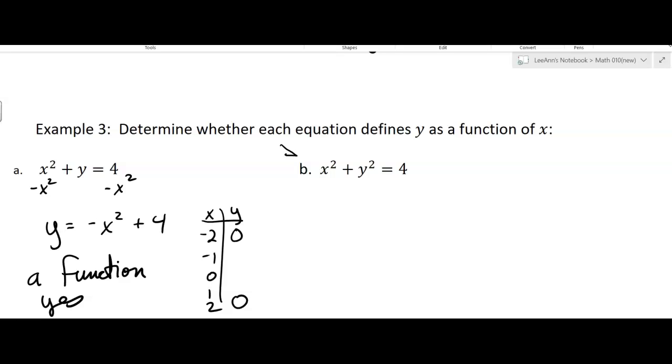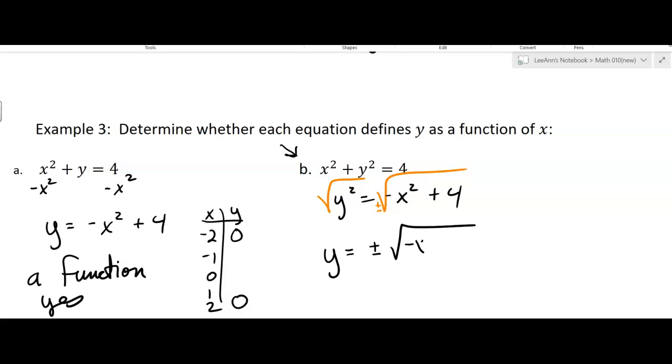So if I go to this equation here and I want to get y by itself, okay, I can subtract the x squared. We did that a minute ago. Looks like that. But I have y squared. I don't have y. Well, how do I solve? I have to take the square root of both sides. Oh, but I'm taking the square root, so don't forget the plus or minus. And so this could be written y equals plus or minus the square root of negative x squared plus 4.